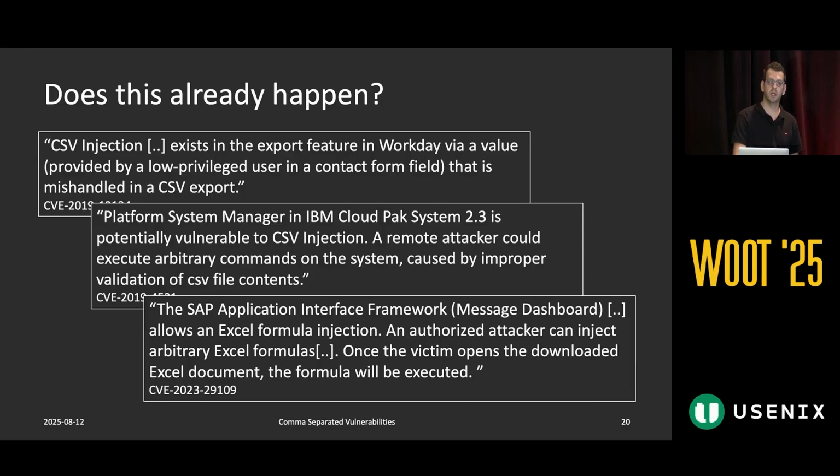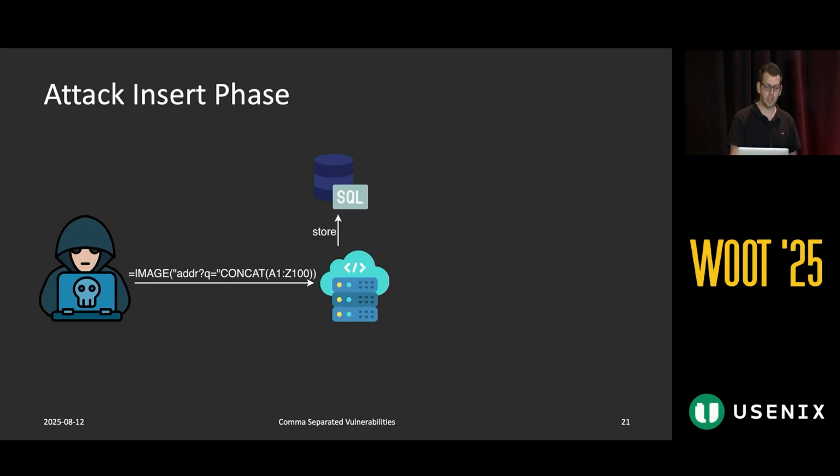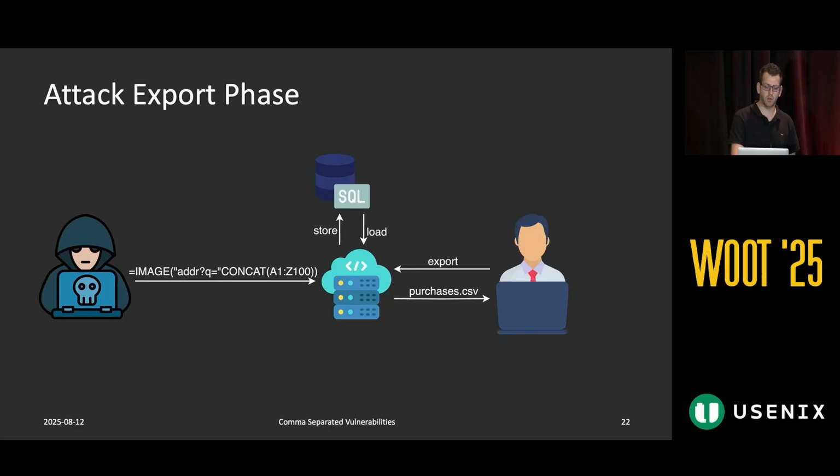use case scenario. So now the question was, how can we find these automatically? And therefore, we have to understand the attack in detail. And it consists of two phases. The first one is this insert phase, where an attacker tries to insert stuff into a web application. And the second one is this export phase, where the employee tries to export, for example, purchases or stuff like that, and opens them later on. So our prototype has to support these two phases.